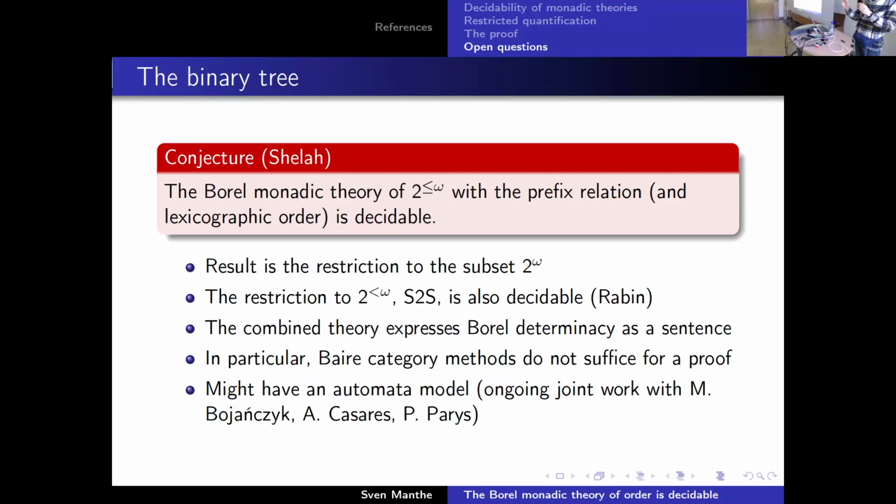And so this new theory would be the natural combination of those two theories, and Shelah also asked about the decidability of this when he asked about the decidability of the monadic theory of order. Let me also mention why the new theory really is more expressive than the old one. Namely, we can now express Borel determinacy as a sentence in this new theory. This is rather straightforward.